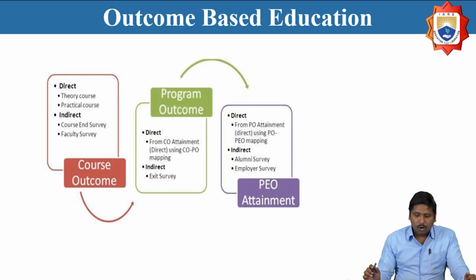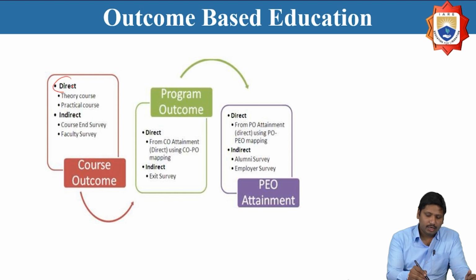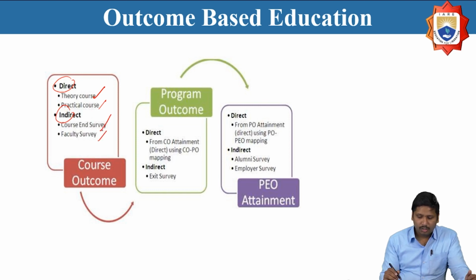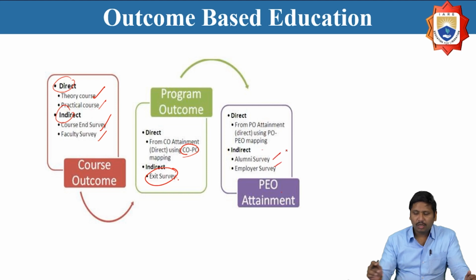So like this, we have to attain the COs, POs, and PO attainment for any kind of outcome-based education, any kind of institution. For CO, we have to conduct direct and indirect assessment. The direct should be done through theory and practical, and then the course survey and faculty survey should be the indirect one. Next, the program outcome should be done through CO-PO mapping and exit survey once the student completes the semester. And PO attainment should be done through CO-PO mapping. Then the indirect one is the alumni and employers.